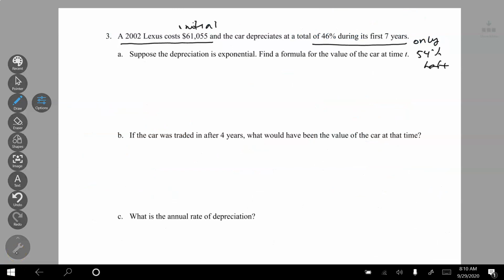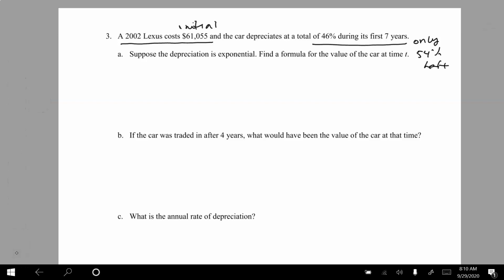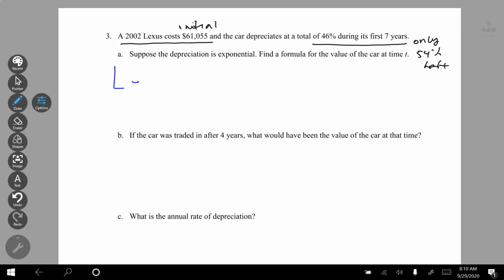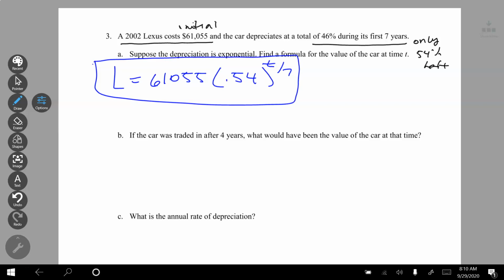Okay, so I have this Lexus that costs $61,055, and it's lost 46% in 7 years. So that means there's only 54% left. So one way to write this is doing this: 61055 times 0.54 to the t over 7, because this says it has lost 46% in 7 years. That is one way to do it.